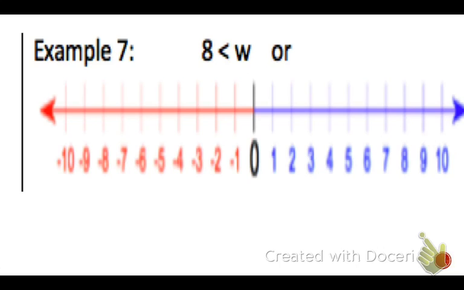And next example. 8 is less than W, or we're going to keep that W. Notice the mouth is open to W, and keep that 8. So don't worry about this anymore. W is greater than 8. Sorry, that 8 doesn't look very nice. So again, we're going to find 8. What kind of circle is it? It's open because we don't have that little line underneath. It's not equal to 8, but it's greater than 8. And which direction does my arrow go? To the right. Okay.